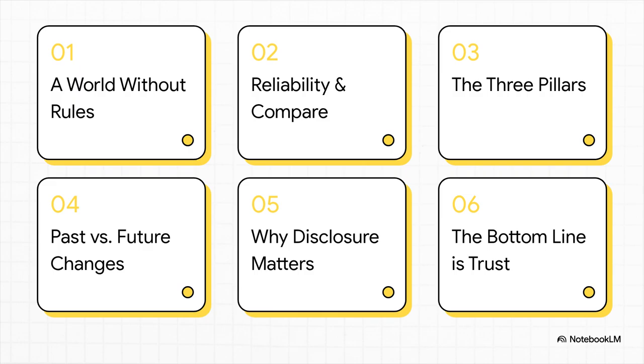So here's how we're going to break it all down. First, we'll imagine what a world without these rules would look like. Then, we'll get into the main goal of IAS 8. We'll unpack its three core concepts: policies, estimates, and errors, and see how companies handle changes to them. We'll also talk about why telling us about those changes is so important. And finally, we'll circle back to why all this technical stuff really matters to you.